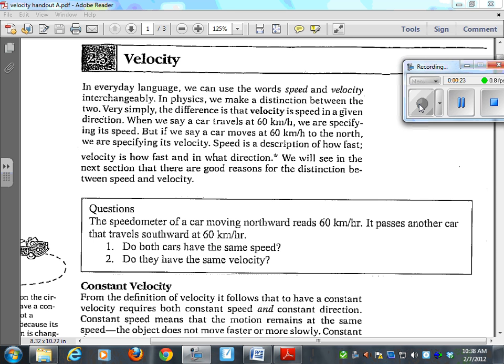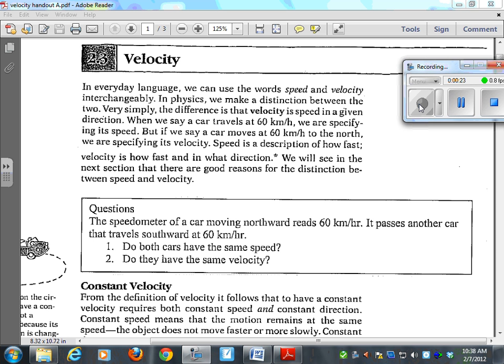So here's a question for you. The speedometer of a car moving northward reaches 60 kilometers an hour. It passes another car that travels southward at 60. Do both cars have the same speed, Jordan? Why? Please pay attention. They have the same speed because the speed is both 60 and there's no direction associated with it. However, do they have the same velocity? No, because they're going in opposite directions. One would be positive, one would be negative, right?